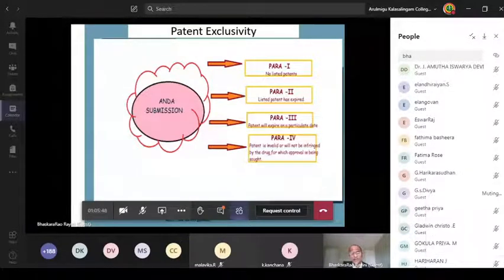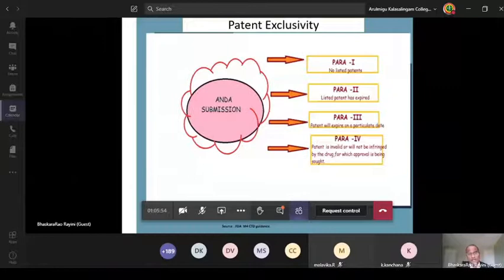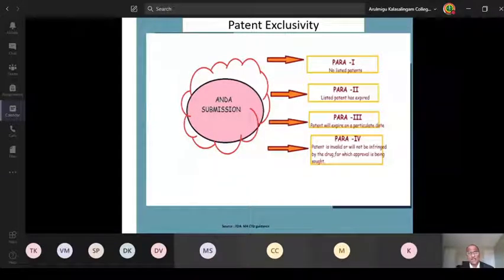Typically, the brand companies, the innovator companies, have their own patents. So typically, the generic industry follows the patent exclusivity. Paragraph 1 means no listed patents are available. Paragraph 2 means listed patents are already expired. And paragraph 3, which the generic industry in India typically follows, means patents are already there. Once after the expiry of the patents, then you can file for the FDA.